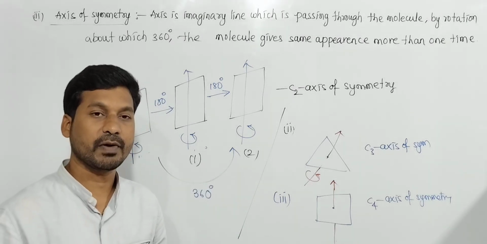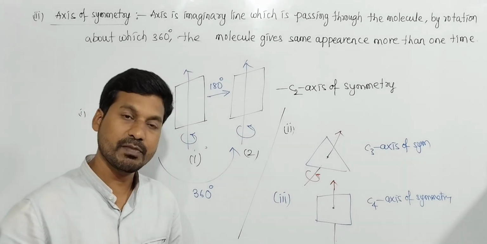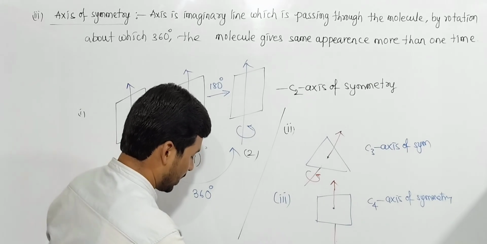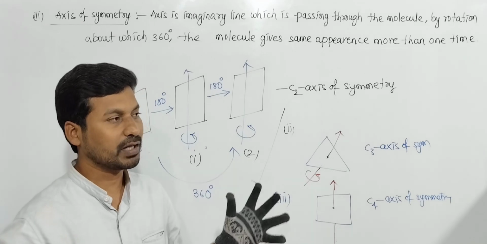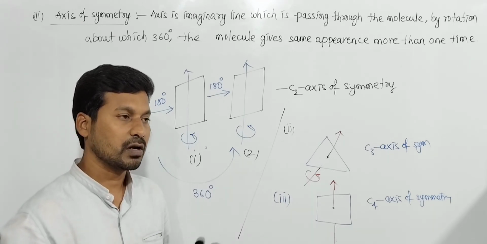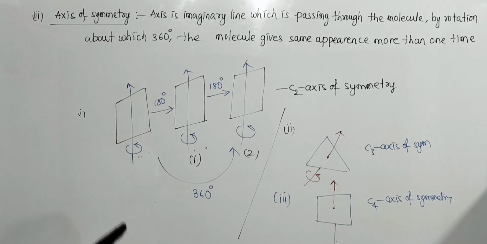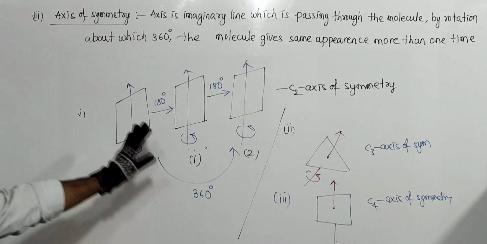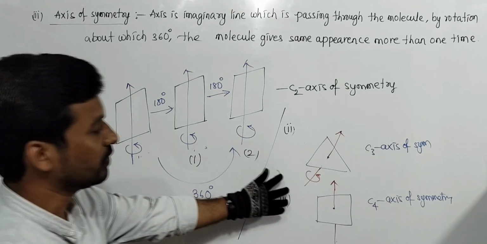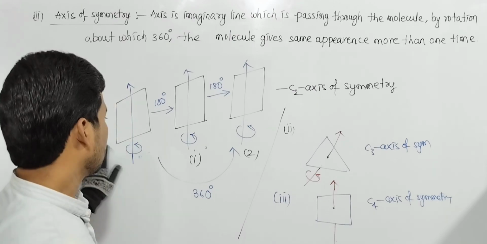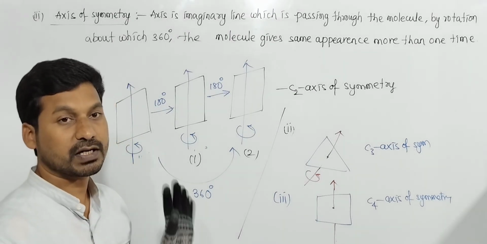That means the axis of symmetry should be absent, plane of symmetry should be absent, center of symmetry should be absent, then the molecule may be optically active. So to show optical isomerism, the molecule should not contain any element of symmetry. This is just a general explanation of the axis of symmetry. This is not a chemical molecule, just shapes.